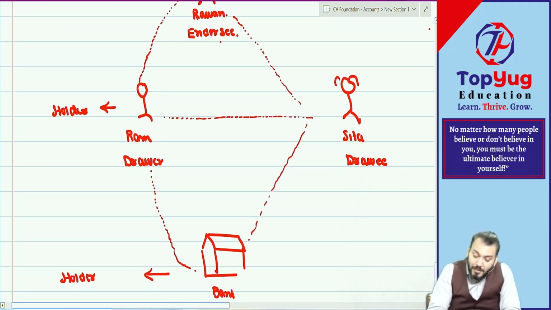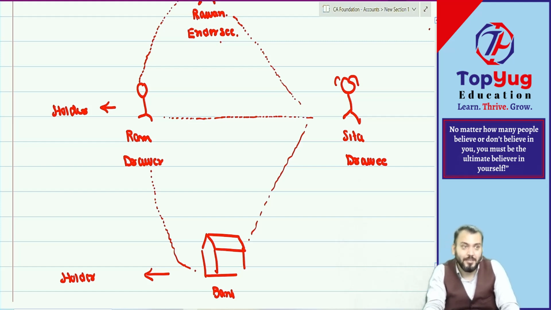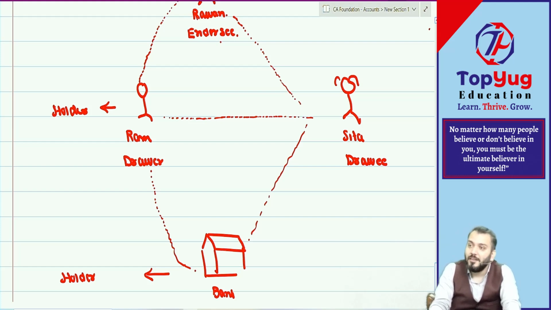Then, if the bank presents a bill to Sita and Sita defaults, the bank will recover from whom? Ram. And Ram needs to recover from whom? Sita. Understood? Means in any case, Ram needs to recover from Sita, whether it is presented by Ram, or by Ravan, or by the bank to Sita. Now, if suppose it happens and Sita says, I will not pay, what will Ram do? Tell me.